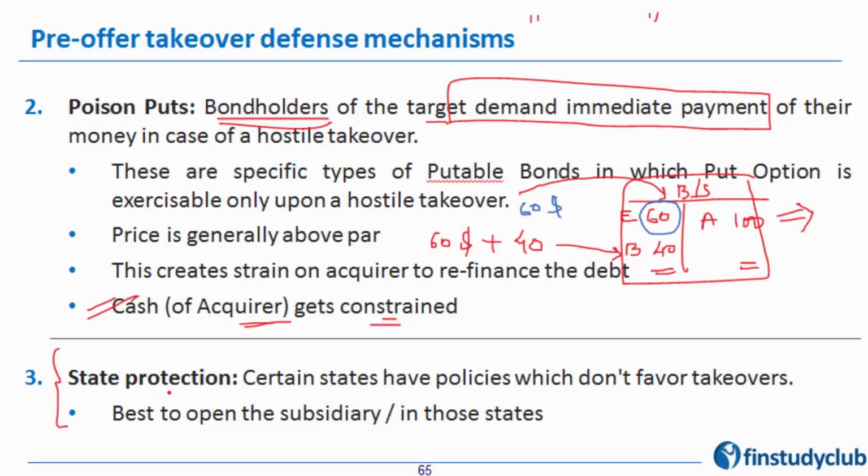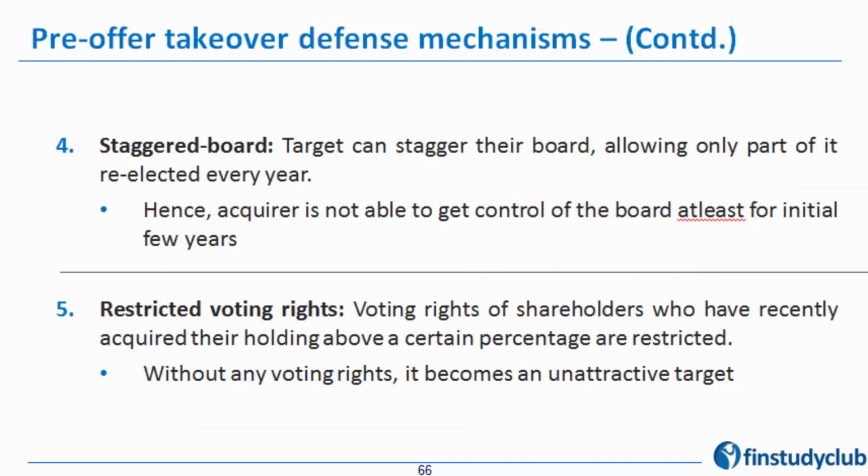Third is really a theoretical point, where there are some state protections wherein companies avoid any hostile takeovers. There is a regulatory framework. Fourth, and an important one, is a staggered board. What is a staggered board? It is basically the rule wherein, let's say, there are 6 board members and the rotation is 3 years, which basically means that 1/3 of the board is going to retire every year.